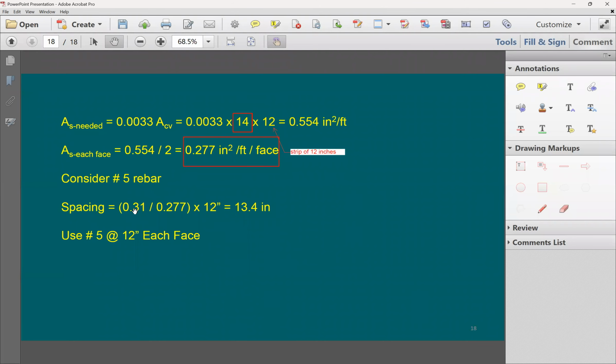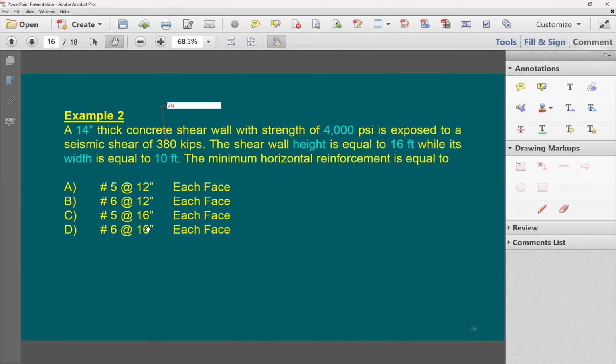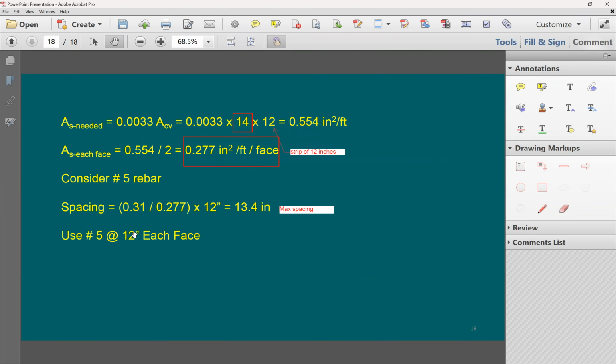I'm going to be taking here the 0.31, just one rebar, divided by what is needed in one face, multiplied by 12 inch. I have here 13.4 inches. It's going to be the maximum spacing. So let me put this term here: maximum spacing. What is available in the options? I'm going to say what's available. I have 16 and 12 inch. So number 5 at 16, number 5 at 12. Definitely I'm going to go here with number 5 at 12, because if I go to 16, I'm going to have less reinforcing than needed.